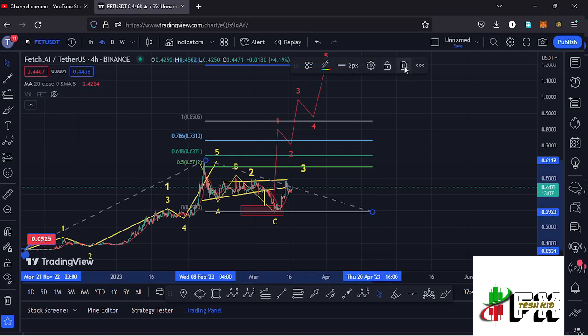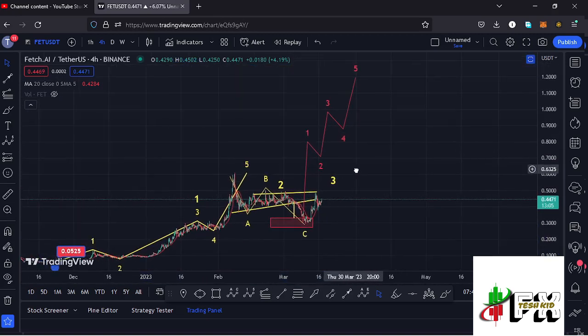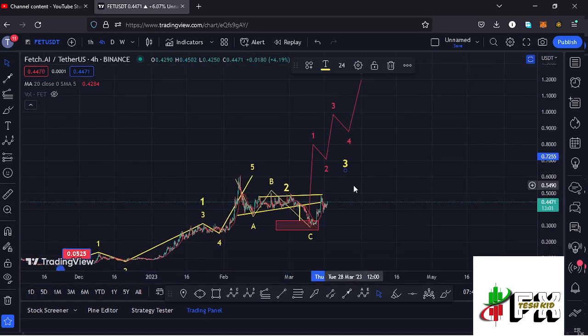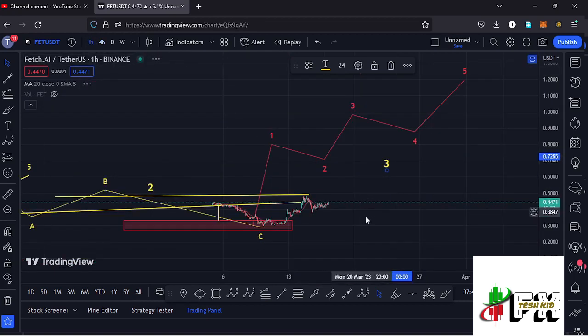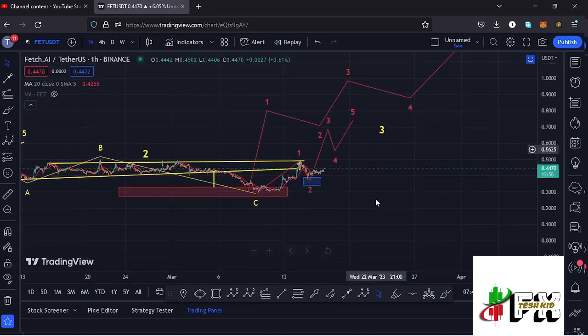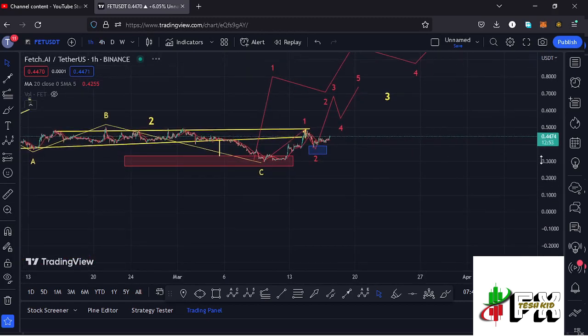And this 5 wave structure to the upper side, within the formation of these larger Elliott wave count 3, is what is going to give me the short-term scenarios that I'm expecting to play out. And jumping to the 1-hour chart, where I believe that 5 wave structure is in formation.